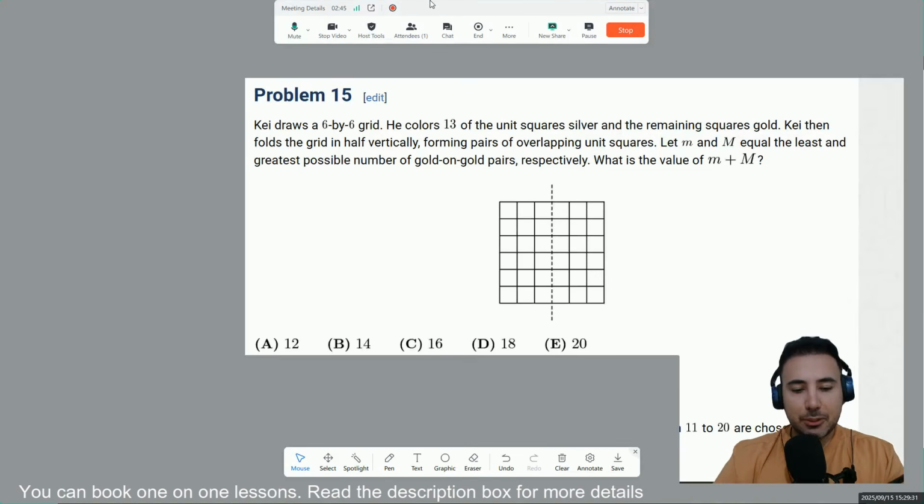Okay, now let's do problem 15. Once we're done, I'm going to give you another version of the same question so that you could practice more.